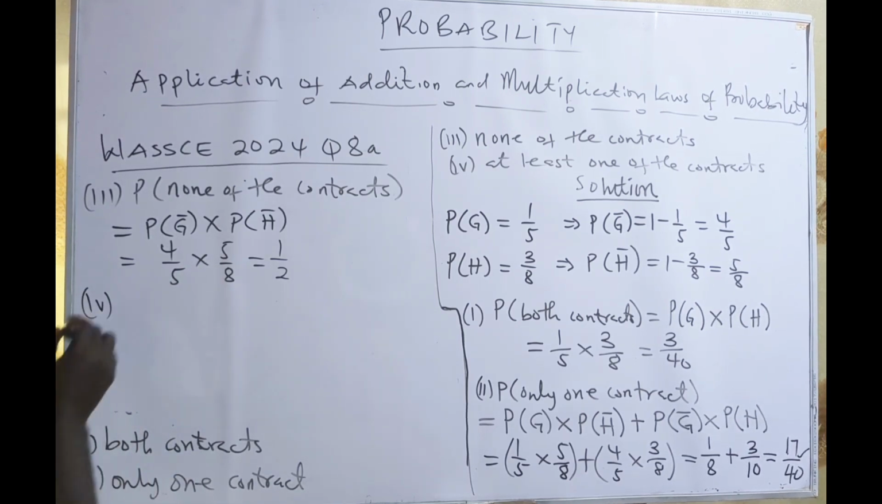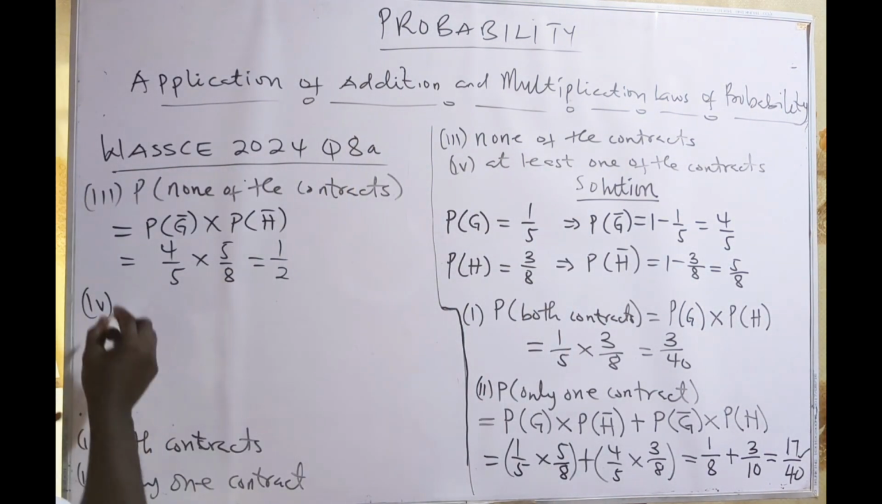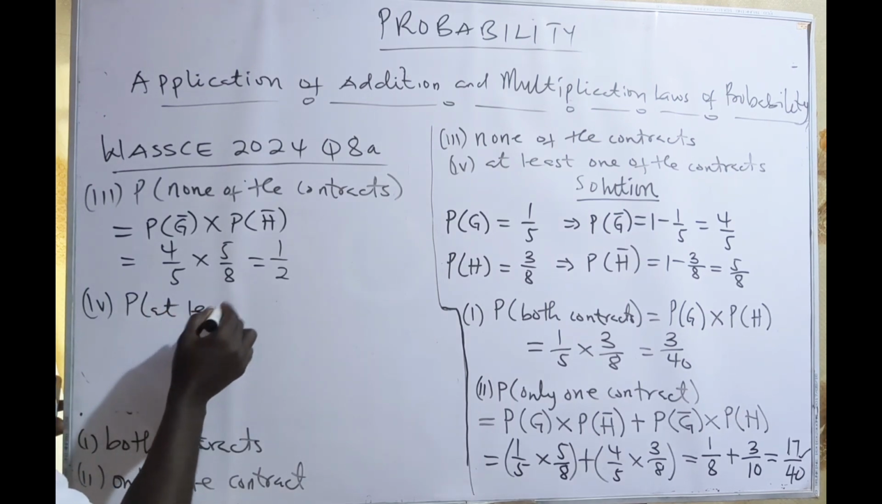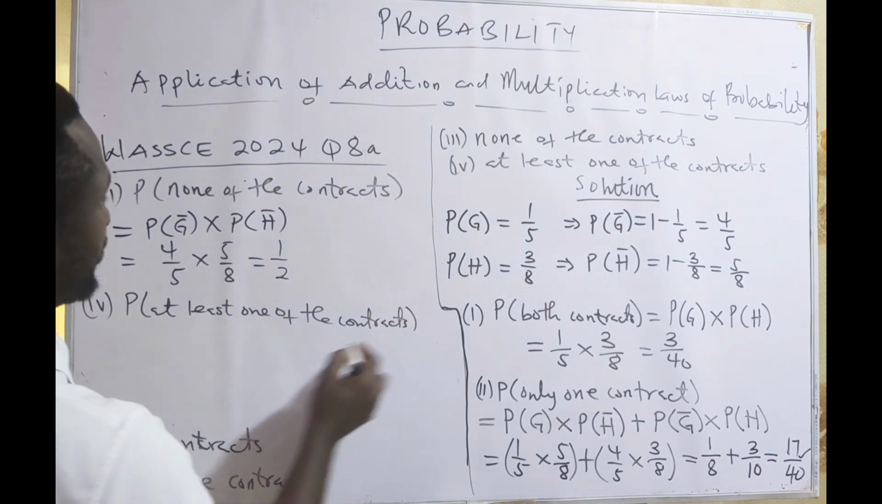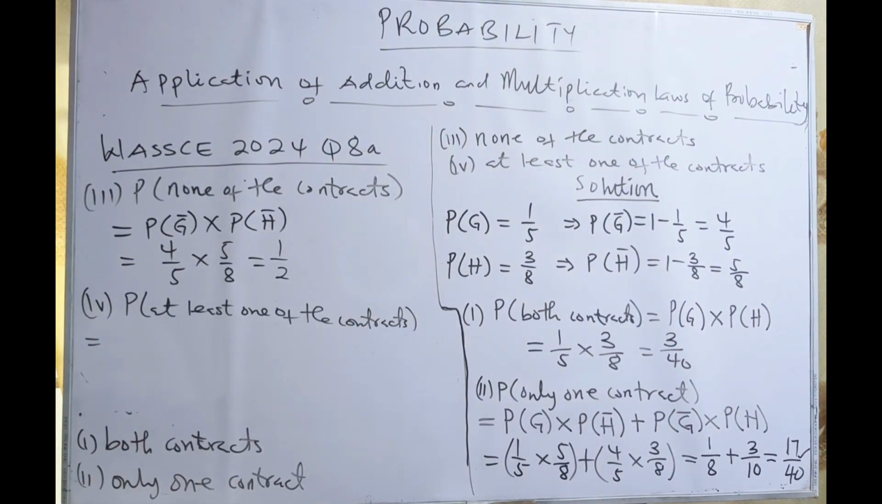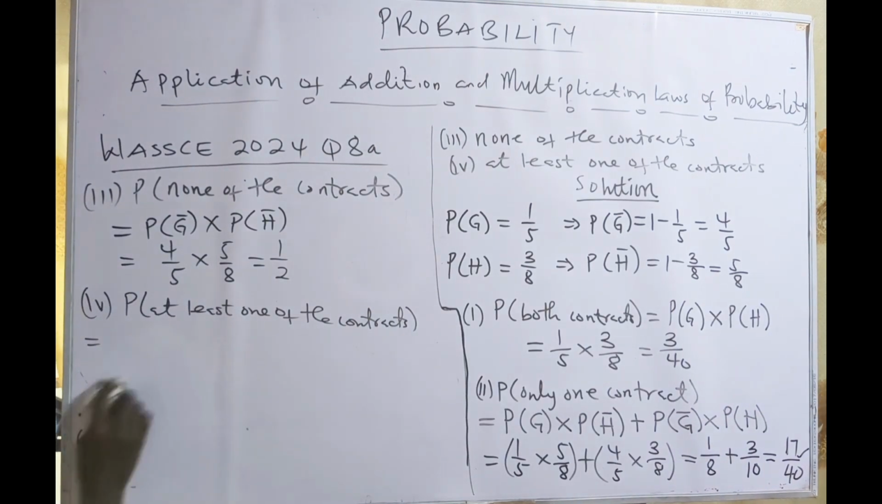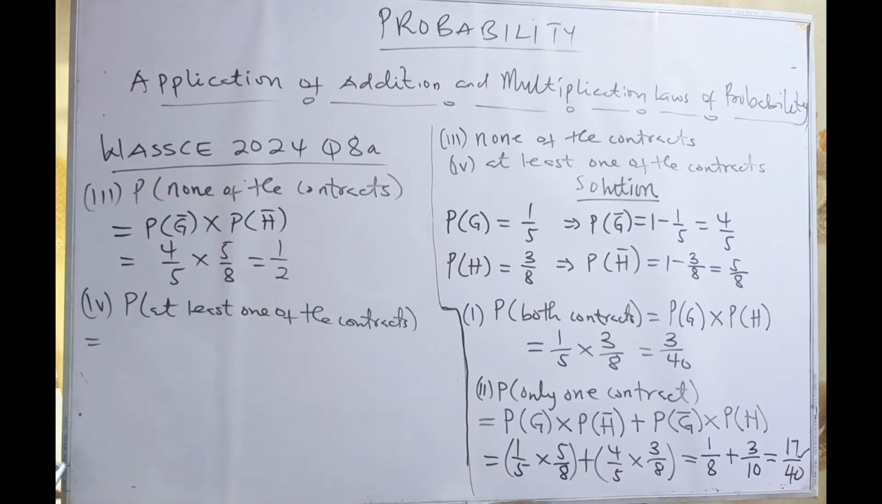Alright, so IV. The probability that the company wins at least one of the contracts. At least one here means one or more. And here, how many contracts do we have? 2. We have just 2 contracts. It means that the company can win one or win both. So either the company is winning one of the contracts or winning both of the contracts.